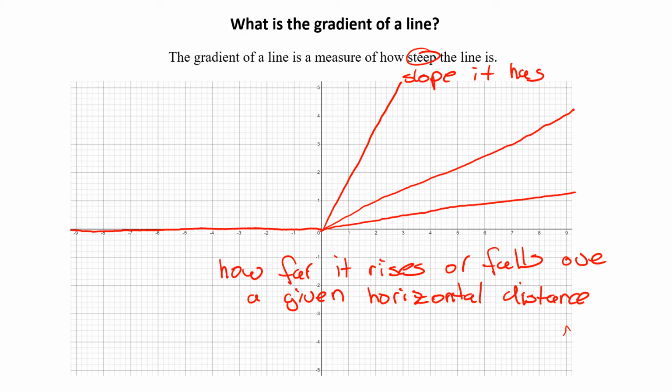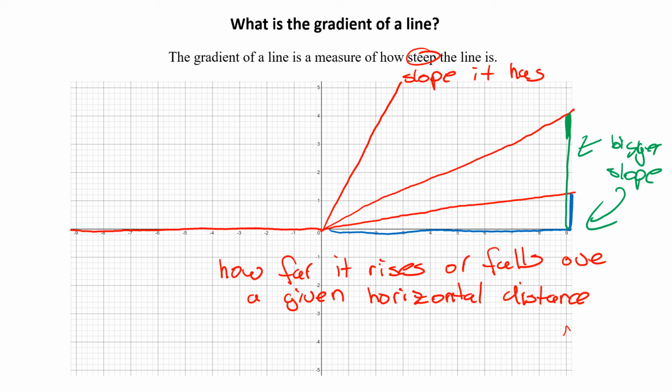So what that means is we're looking at how far something has risen, so gone up like that, over a specific distance. In this case, I'm going to go from there to there. If I did this second one, it would be from here up there. So it's gone that far over that same distance. So this one would have a bigger slope than this one here, okay? That's what we talk about when we talk about the slope.